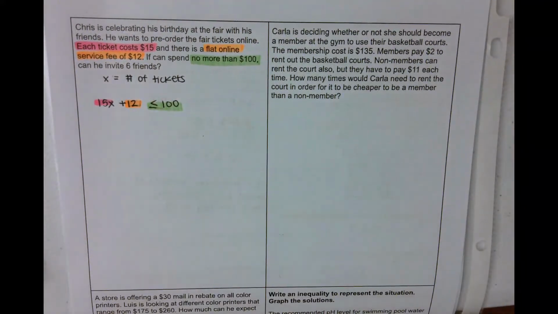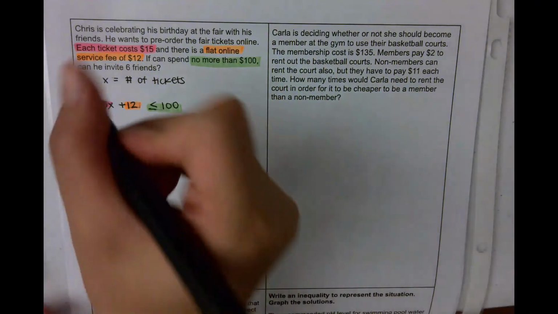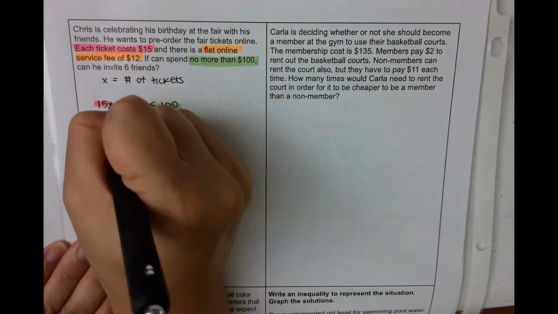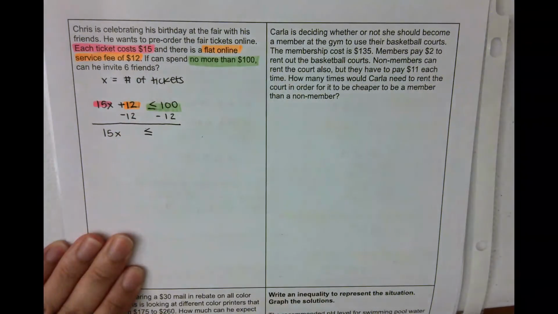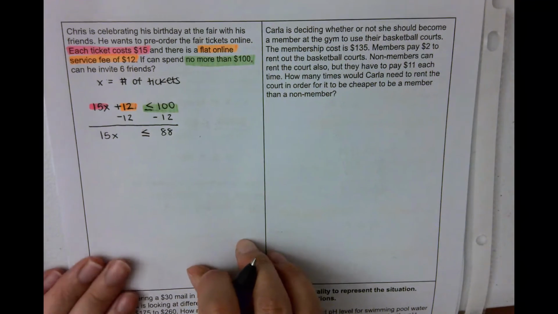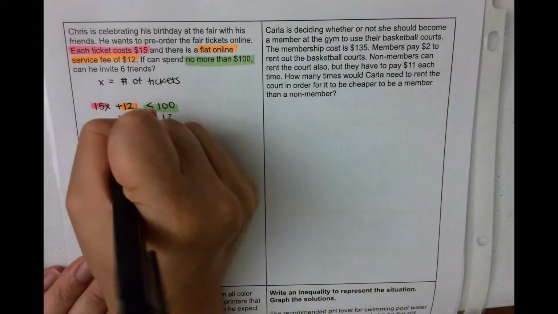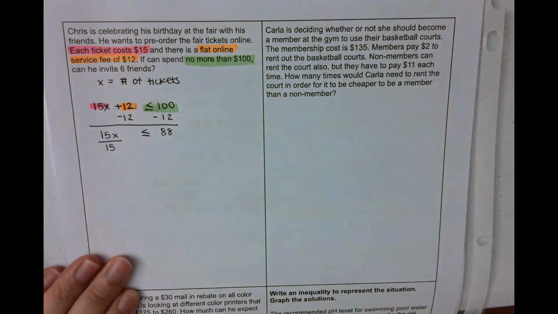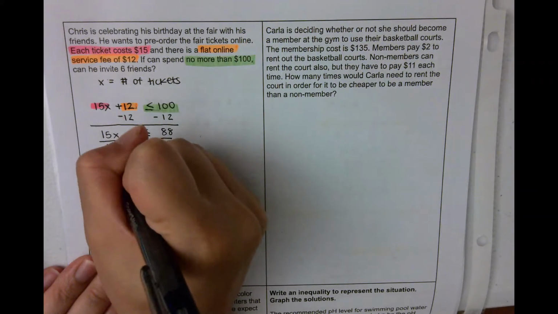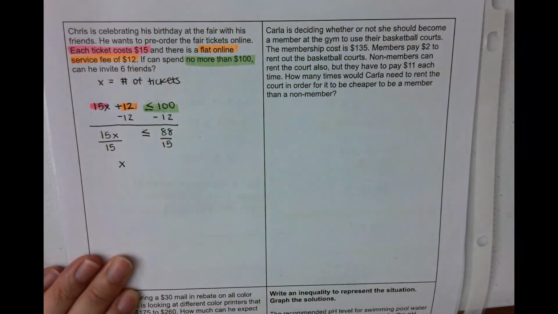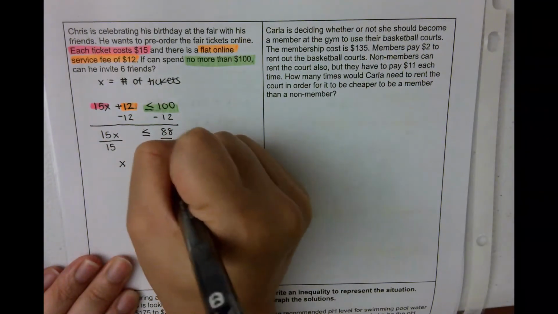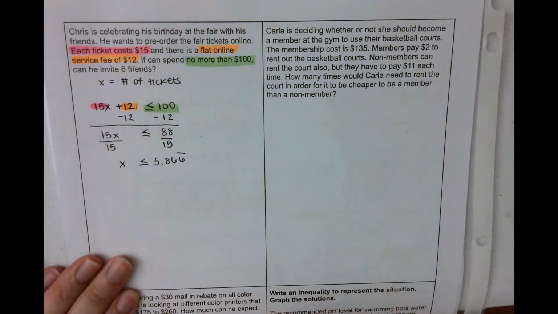Let's solve. The first thing I'm going to do is subtract 12. I'll end up with 15x is less than or equal to 100 minus 12, which is 88. Then I'm going to get rid of the multiplication by 15 by dividing by 15. 15 divided by 15 is 1, so that's why it's 1x. And then 88 divided by 15 is 5.866, and it repeats forever.